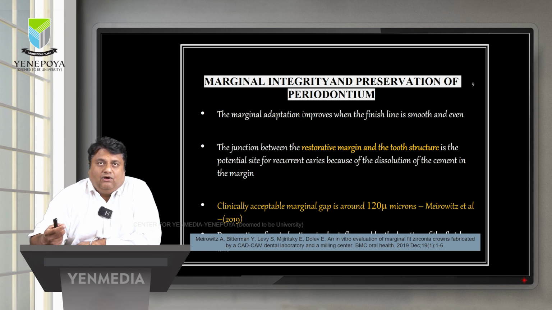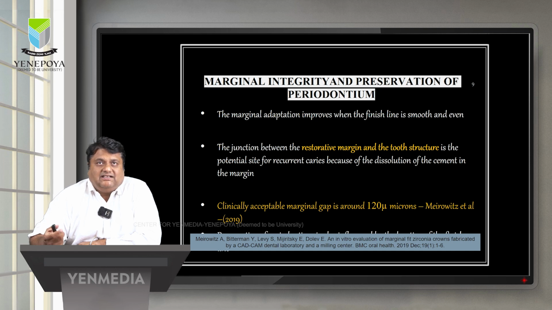Simply because what happens is, if there is a marginal gap, there is a dissolution of cement taking place and there are chances of recurrent caries, and then there could be other periodontal issues. So the longevity of your restoration comes down. So if this marginal gap is least, then the chances for the longevity of your restoration go up. So for that, the finish line needs to be very smooth and even.